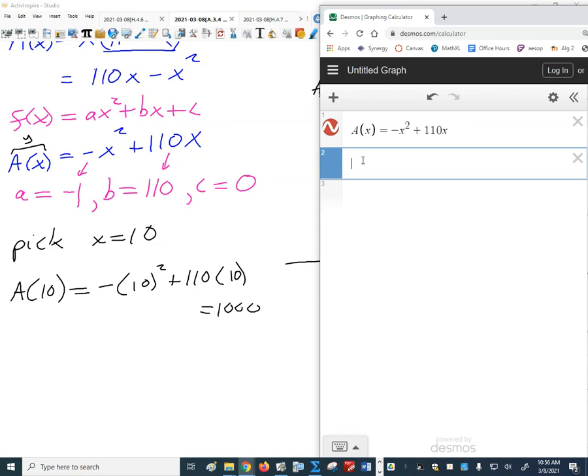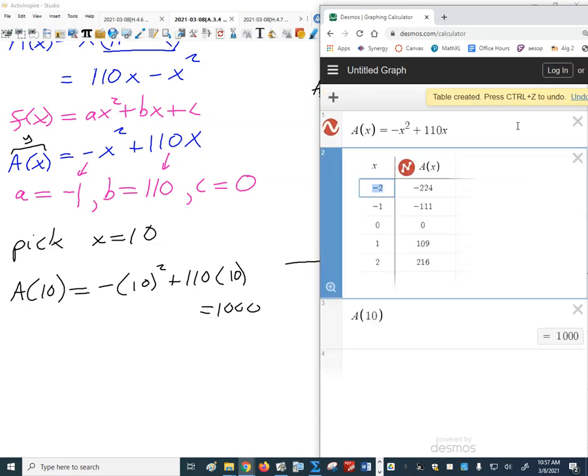I could go on to Desmos and calculate all kinds of values here. I could make a table out of this if I plug values in. I could do a of 10, for example, and it gives me 1,000 for my answer. Remember this trick? I could hit the gear button, and I could convert this whole thing into a table. And then look, I get values for a bunch of different x values. It's giving me y values now.